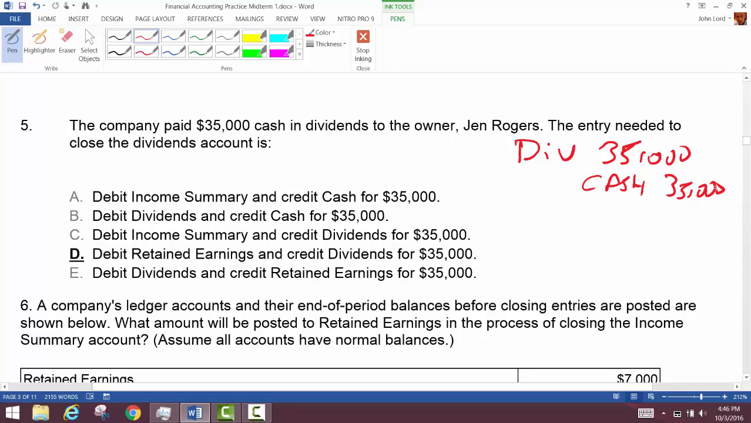You could give a property dividend, in which case I'd credit property, or if I'm Apple, I could give iPads out or iPhones out as my dividend, in which case I'd credit inventory, right? But you've got to credit some asset if you're paying a dividend. So we're crediting the cash here. And then at the end of the year, we debit the retained earnings because we're paying that dividend out of our retained earnings, and we credit cash, right?